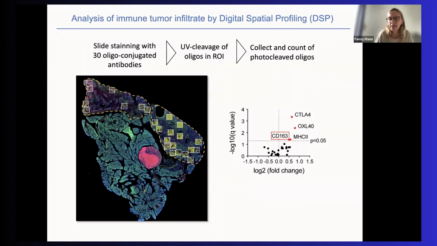And we found that a few immune markers were upregulated in the denervated tumors, and we decided to focus on this upregulation of the CD163 marker. So CD163 is a receptor that is expressed exclusively on tumor-associated macrophages, and its high expression has been correlated with a poor outcome in pancreatic cancer.